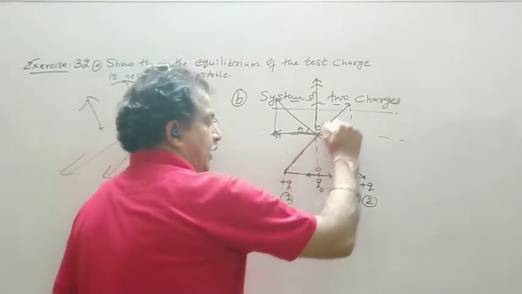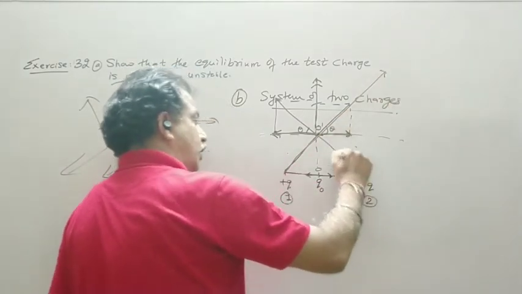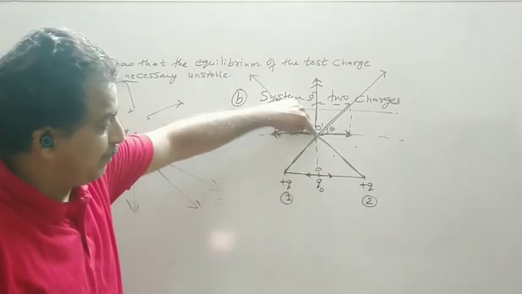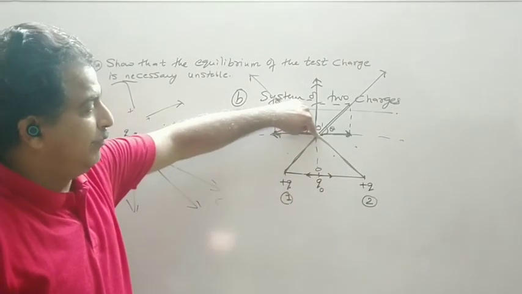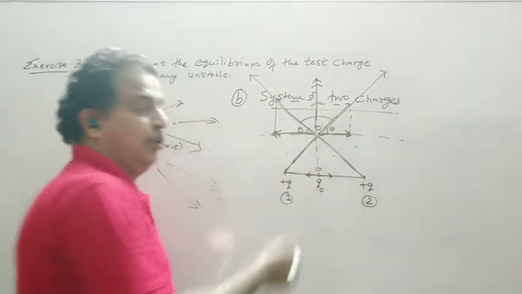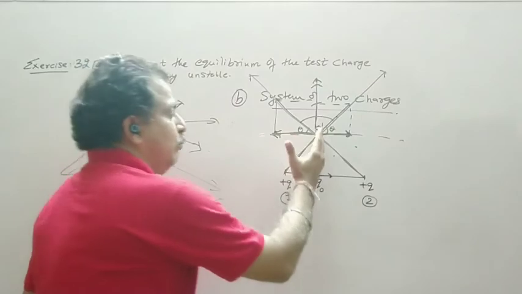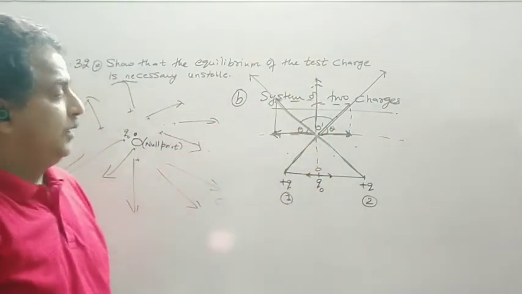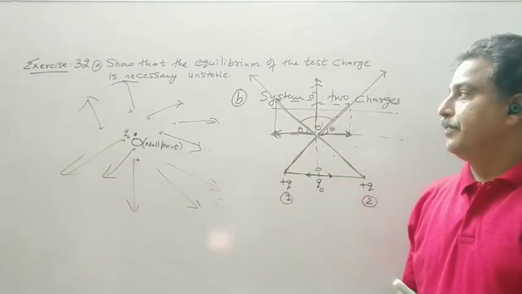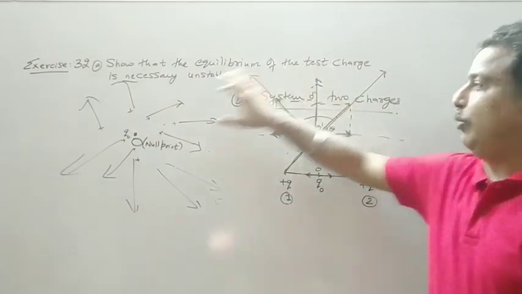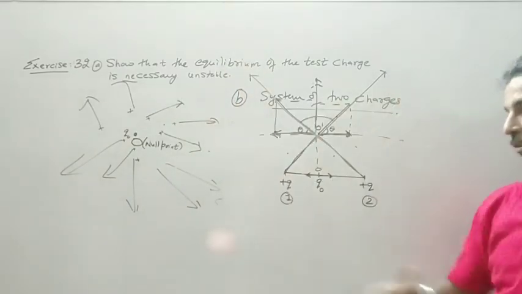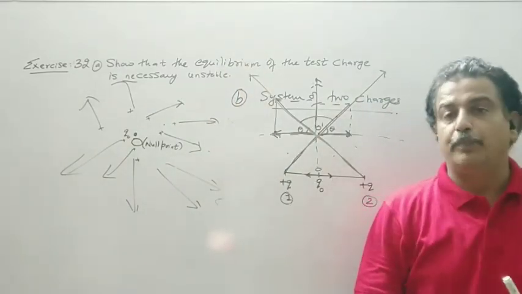because the force acting is in this direction, and the force acting in this direction is this. This is the force acting on a test charge. If I place a test charge here, the force acting due to this is this. So you have to find out the resultant. That we have done, and the charge will move along the y-axis. So if I take a system of two charges, then the equilibrium of a test charge is necessarily unstable. It will never come back to its original position.